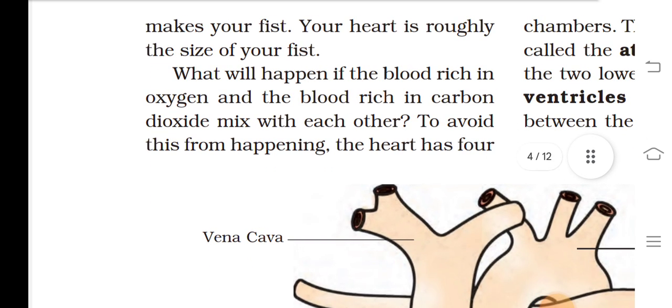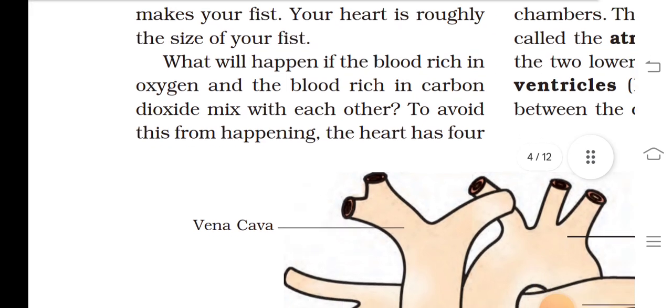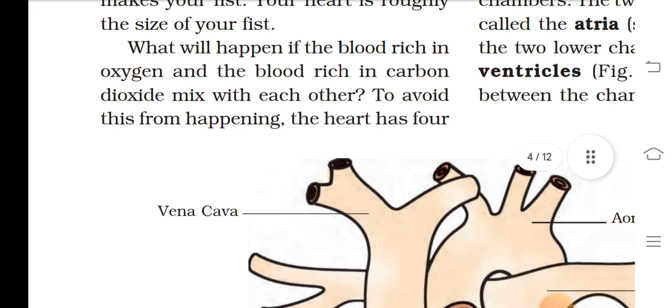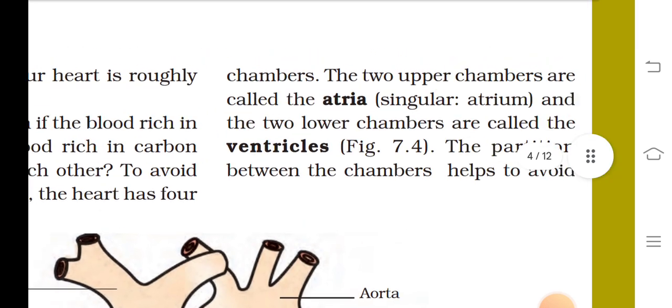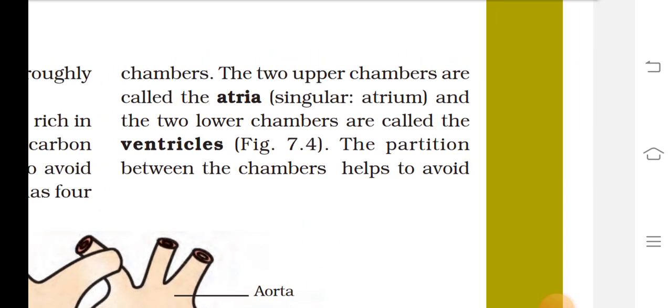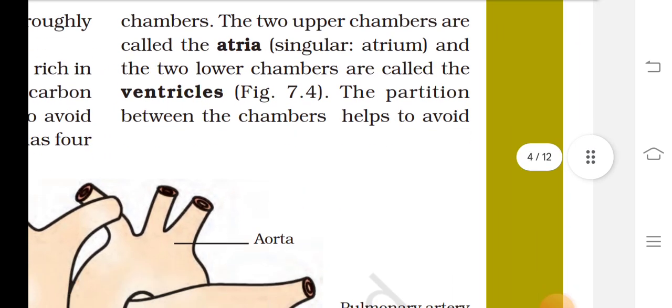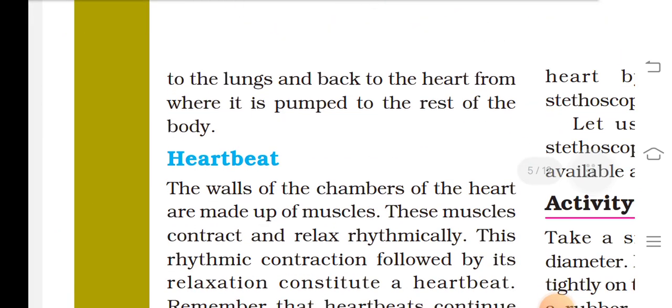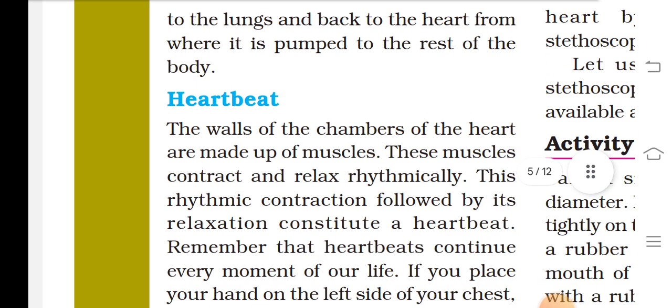What would happen if the blood rich in oxygen and the blood rich in carbon dioxide mixed with each other? To avoid this from happening, the heart has four chambers. The two upper chambers are called the atria, singular atrium, and the two lower chambers are called the ventricles. The partitions between the chambers help to avoid mixing. The blood goes to the lungs, back to the heart, from where it is pumped to the rest of the body.